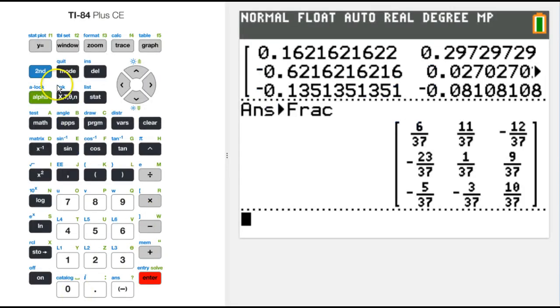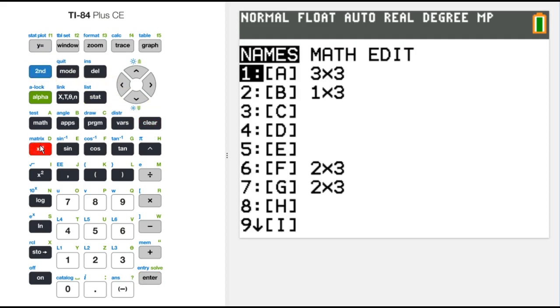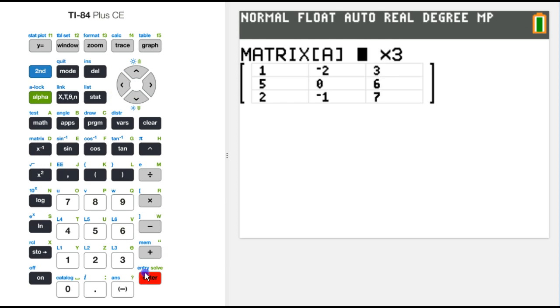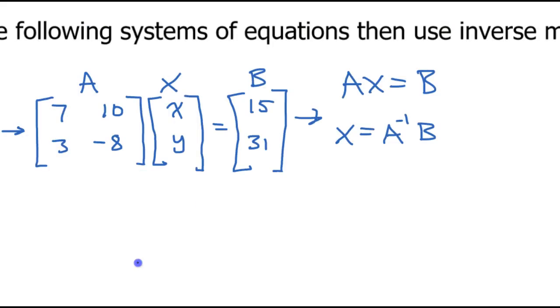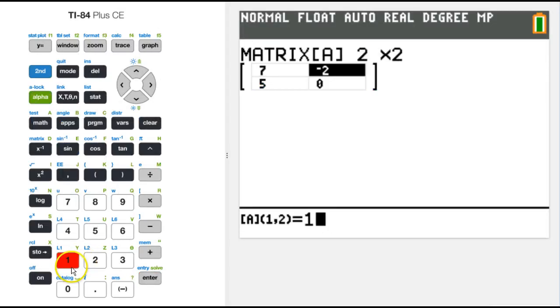So here I go. So let me clear this out. So back to the matrix area. I'm going to switch to the edit menu and I'll edit matrix A. Matrix A is a 2 by 2 matrix. And the first row is 7, 10. So I'll hit 7, enter. Excuse me, 10. Oh, not 110.